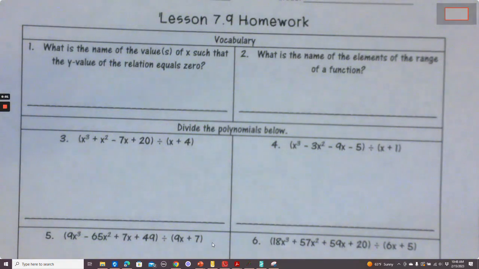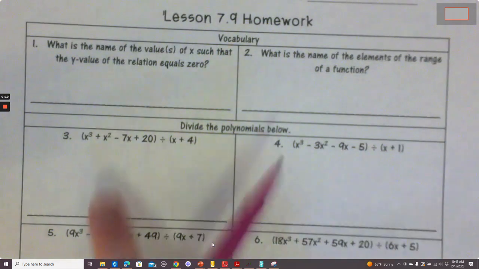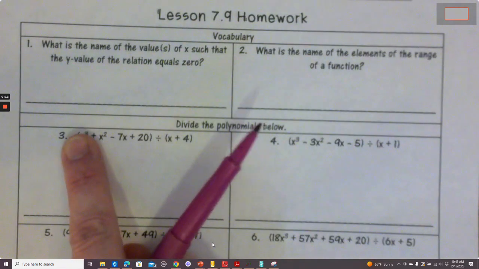This video is for the lesson 7.9 homework. We are dividing polynomials again. We are still dividing cubics. So the highest we'll go is x cubed, okay?